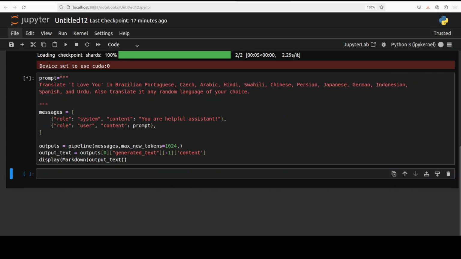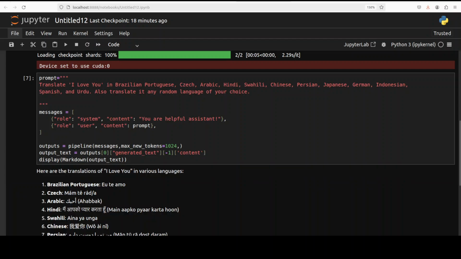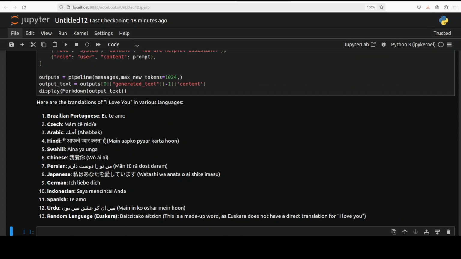Okay, next up, let's try out some multilingual stuff. I'm asking it to translate "I love you" into a few of these languages, and then I'm also asking it to translate it into any random language. There you go. So let's see, because both GPT-4o and Qwen are quite good in multilinguality.